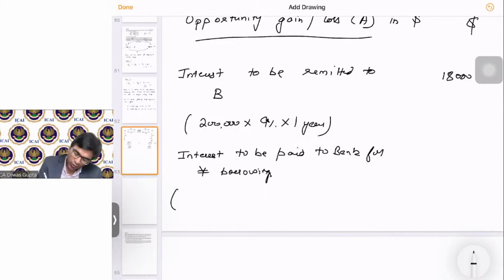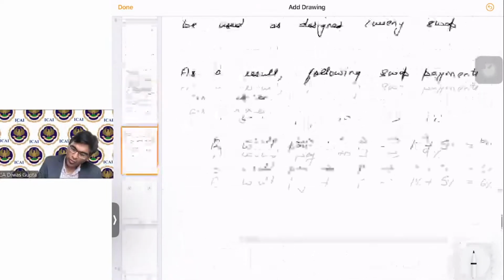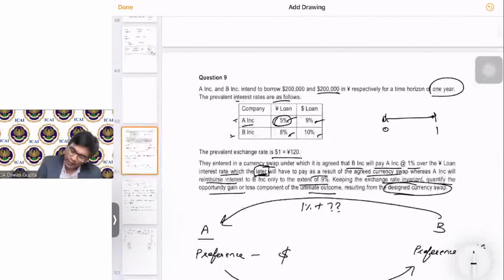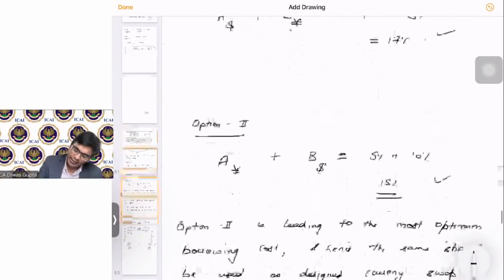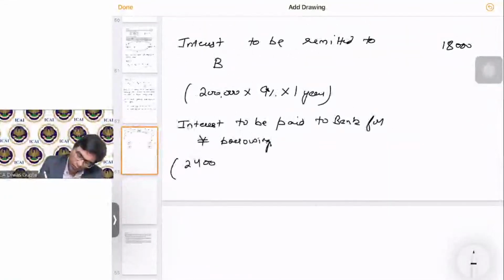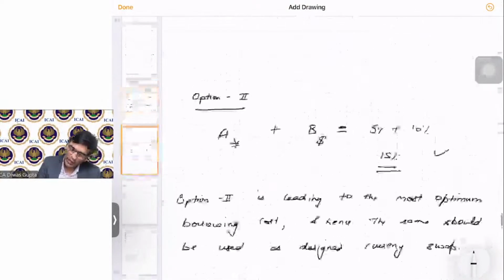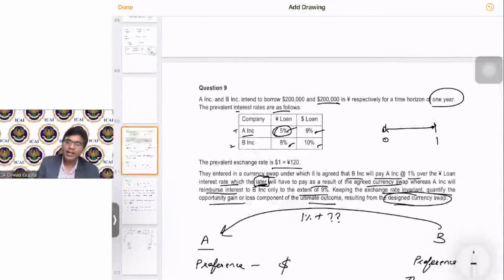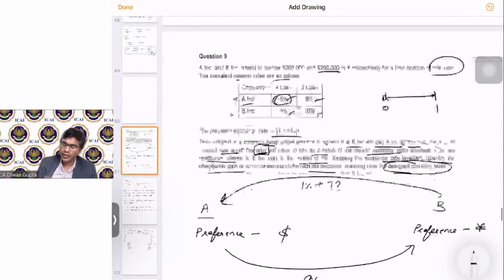So it will borrow in 2 lakh USD will become how much? 2 lakh into 120, right? 24 million yens. So it will borrow 24 million yens. On that, it will end up paying how much? 5%, right? A will end up paying 5% on 24 million.